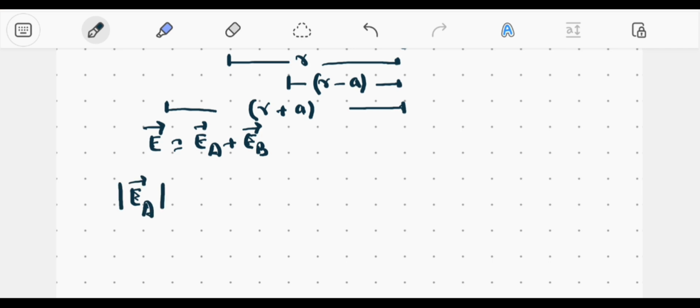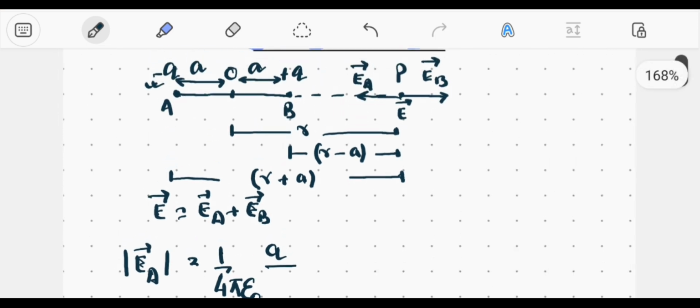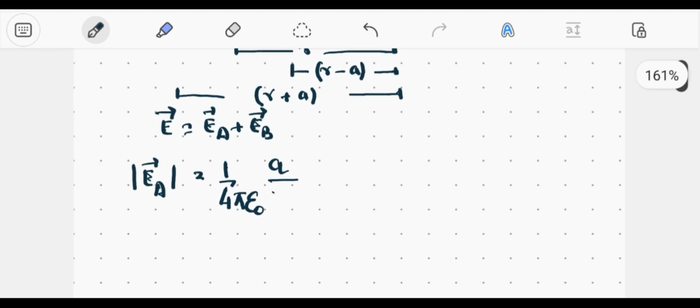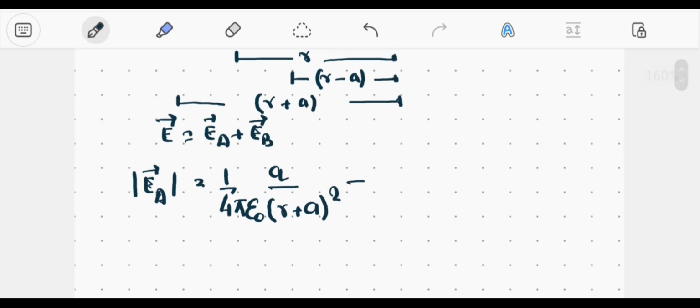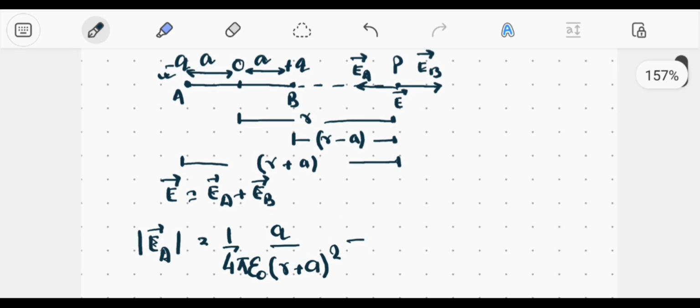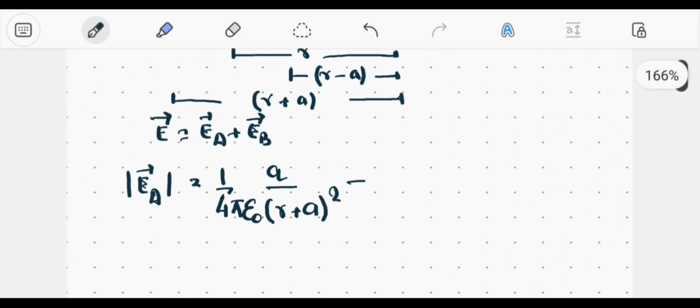The magnitude of electric field due to point A, the minus charge, will be equal to 1 by 4 pi epsilon naught times q upon the distance between point A and P, which is r plus a, so it becomes (r plus a) whole square, and the direction will be along PA. PA means from point P to point A, in this direction, which we have mentioned over here.